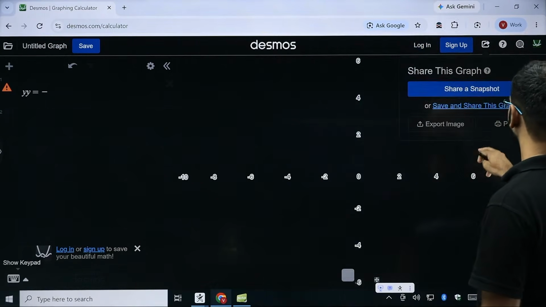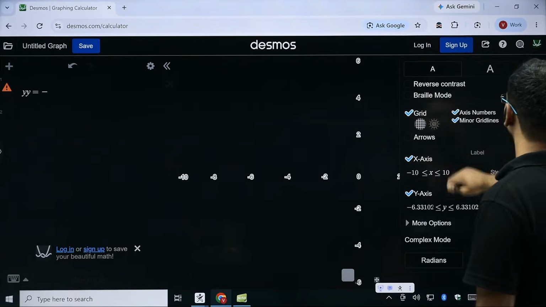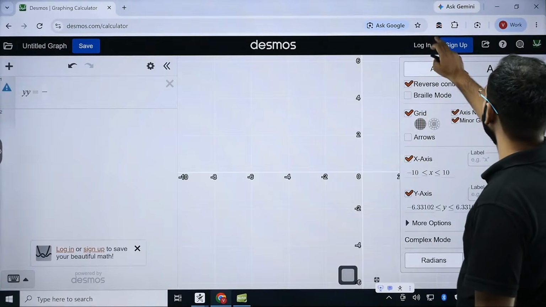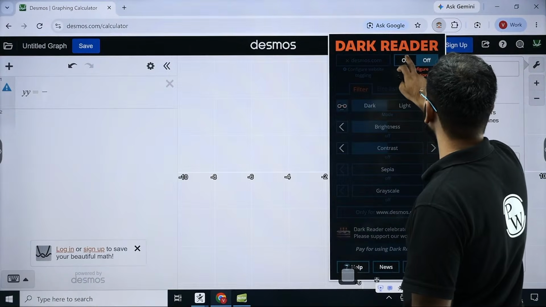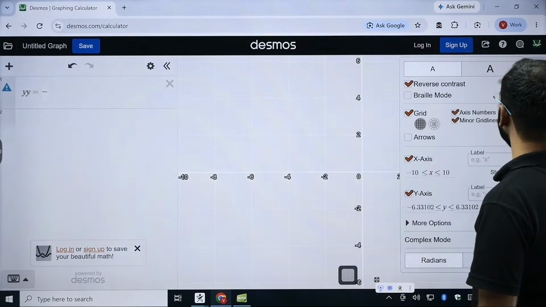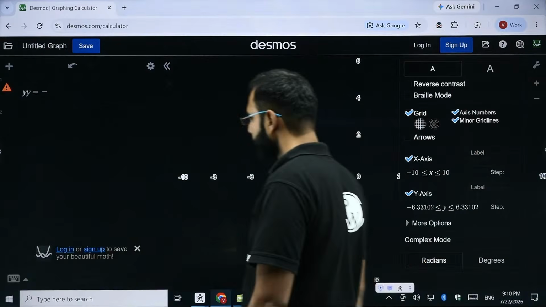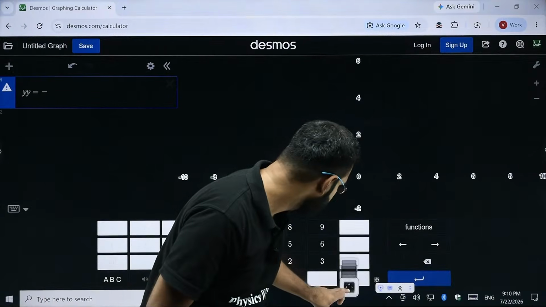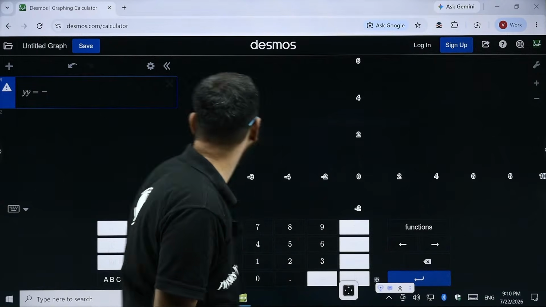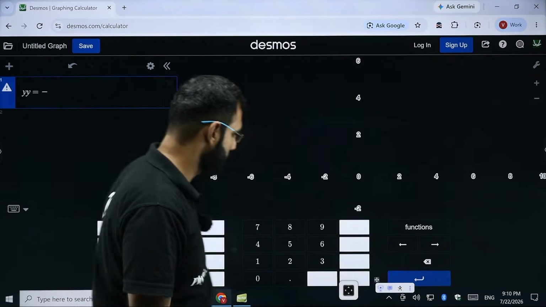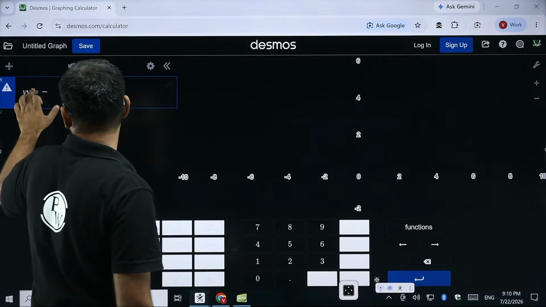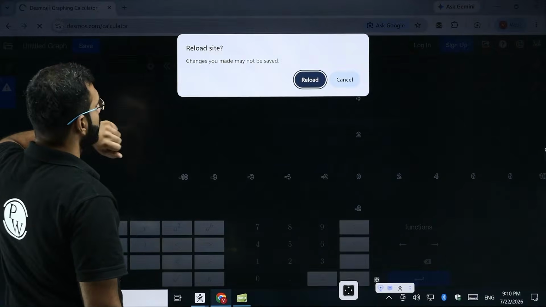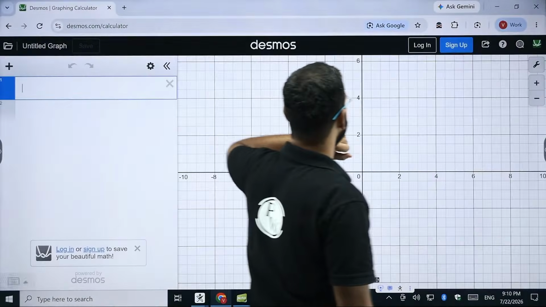So with this, reverse the contrast, but this is still not getting disabled. What's going on? Okay, anyways, I'll show it to you. Don't worry. So I am drawing a graph. Y is equal to. Where is backspace? There is backspace. Why is it not working? What is going on? Shall I refresh? Give me a moment, students. I'll refresh it so that it becomes more understandable.